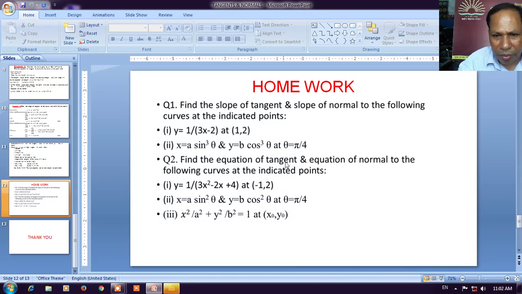Then find the equation of tangent and equation of normal to the following curves at the indicated points. y is equal to 1 by 3x square minus 2x plus 4 at the point minus 1 comma 2, and x is equal to a sin square theta and y is equal to b cos square theta at theta is equal to pi by 4, and x square by a square plus y square by b square is equal to 1 at the point x naught, y naught.